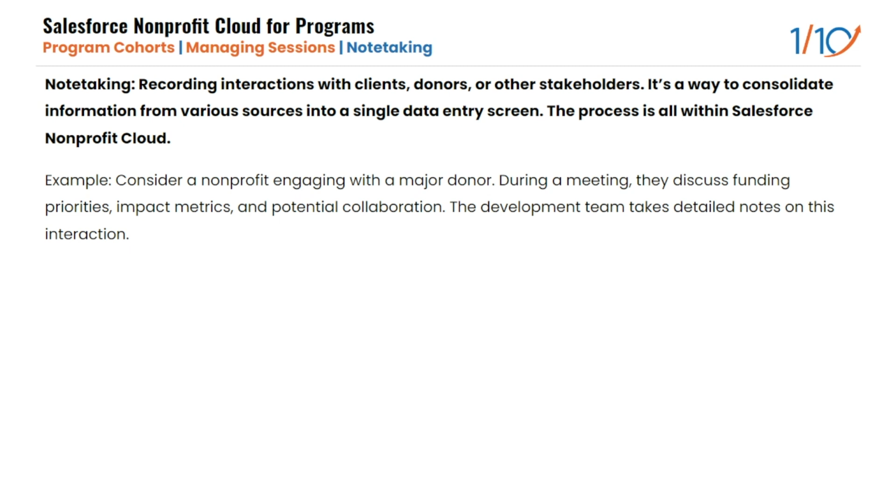An example of this would be, consider a nonprofit engaging with a major donor, and during a meeting the members on the call discuss funding priorities, impact metrics, and potential collaboration in the future. They can take all that information in and relate that to the particular constituent that they were meeting with.